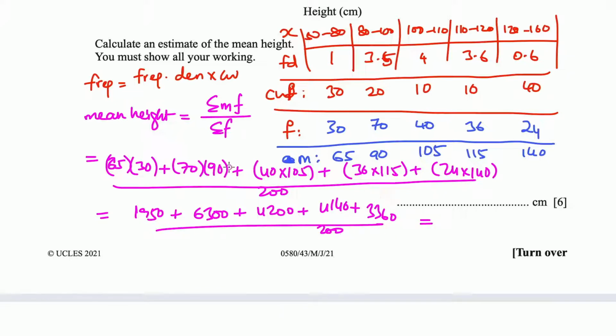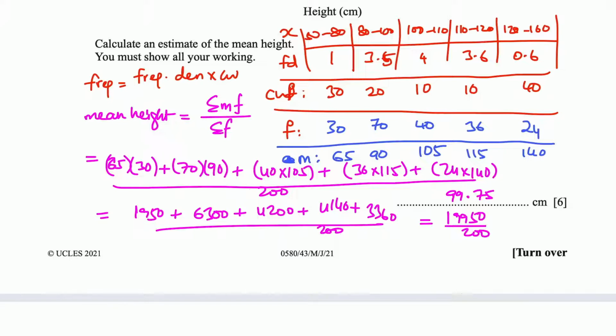And if I add them all, I will get 19950 divided by 200, and if I calculate its value, it is 99.75 in centimeters, and that is the answer. This is the estimate of the mean height.